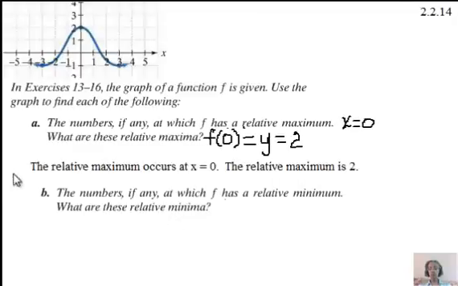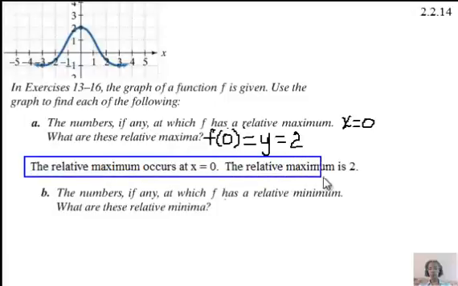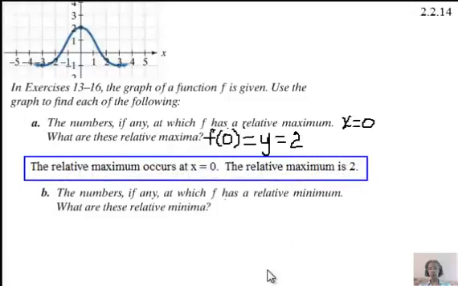This is something that's always a little confusing for people. The relative maximum occurs at x equal to 0. The relative maximum is 2. So the x value is the value at which the extreme value, in this case a relative maximum, occurs. The y value is the actual value of the relative maximum.